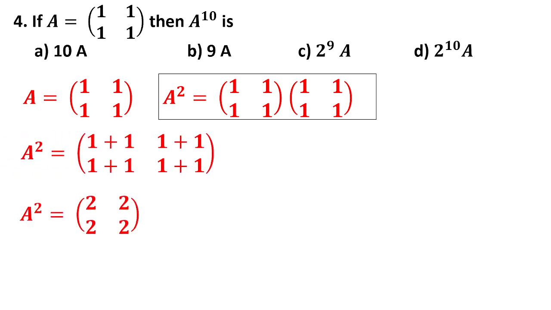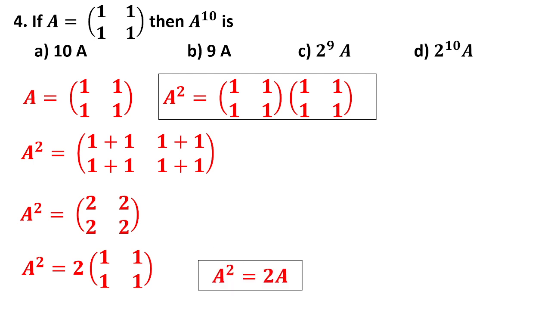Now which can be taken out? 2 can be taken out. Therefore a square is nothing but 2 into a. Now don't directly jump to the conclusion that a cube will be 3a, a power 4 will be 4a, therefore a power 10 will be 10a. Don't jump to the conclusion. We have to find what is the nature of a cube also.